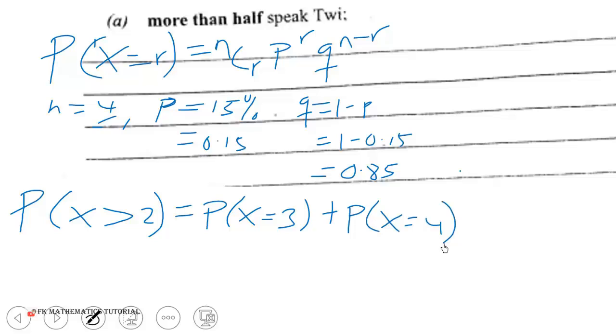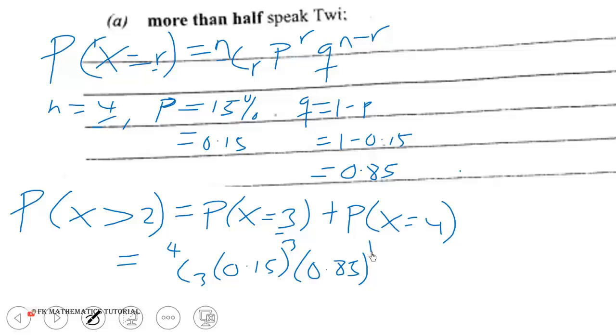So we fix in the values. This will give us the probability of X equal 3. So now r is equal to 3, so we put 4 combination 3. Then we have p, which is 0.15 exponent 3. Then we get q, which is 0.85 exponent n minus r, 4 minus 3. 4 minus 3 is 1.